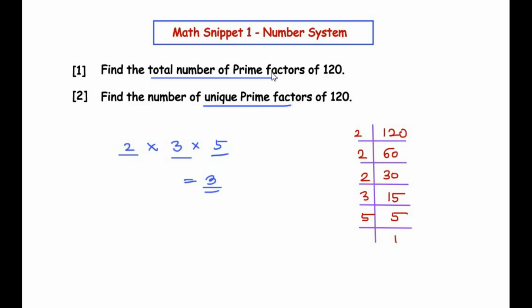So in the total number of prime factors we count everything. We are going to count all the factors. But in unique prime factors we are going to discard the repeated factors and consider them only once. Hence giving us the unique prime factors as 3.